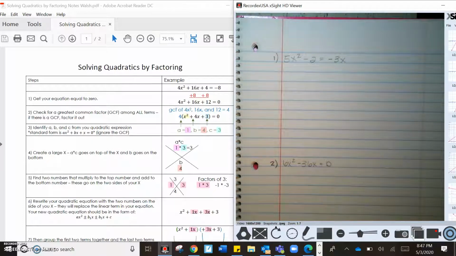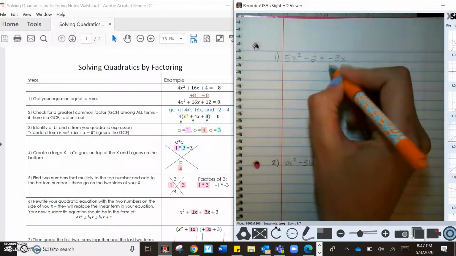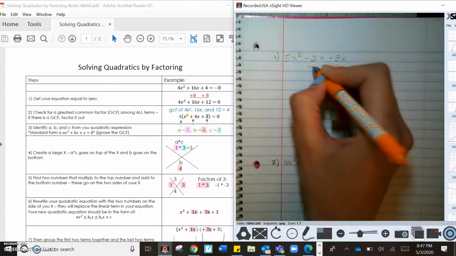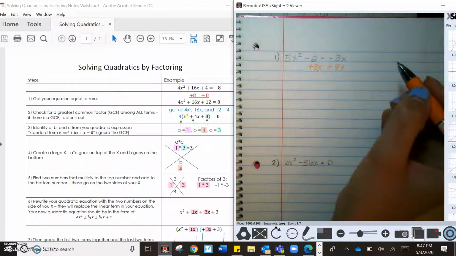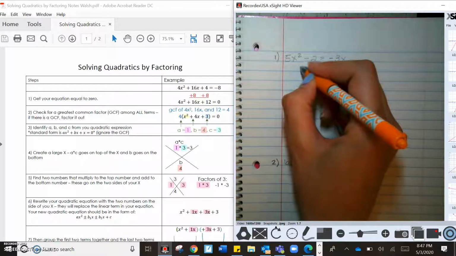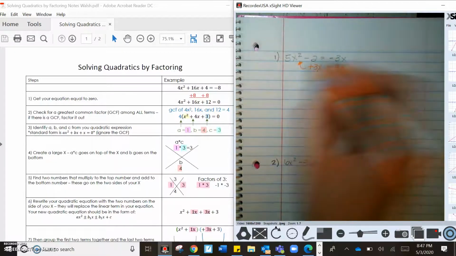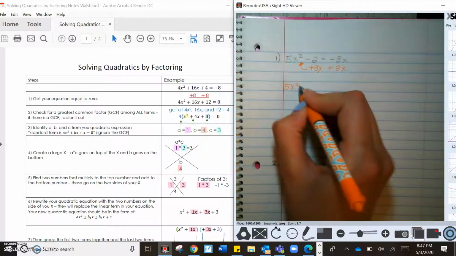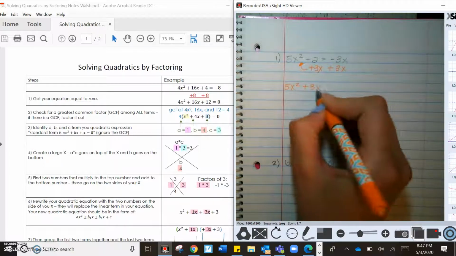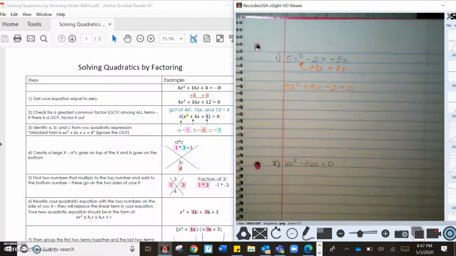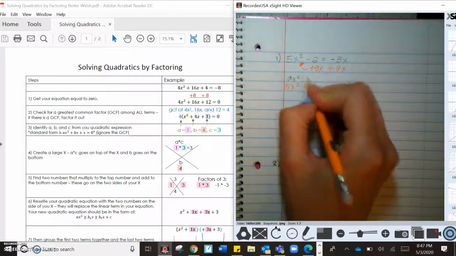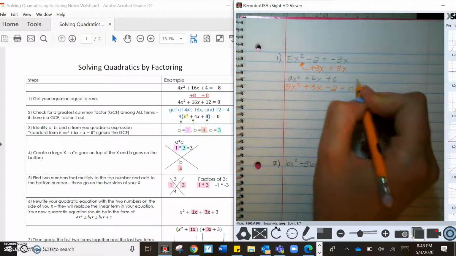Remember here, the first step is to set your equation equal to 0. So I'm going to add 3x to both sides. Now, when I add it, I'm actually going to put this 3x in the middle. When I rewrite it, I'm going to write 5x squared plus 3x minus 2 equals 0. The reason that I wrote it that way is because remember the standard form of a quadratic is ax squared plus bx plus c.